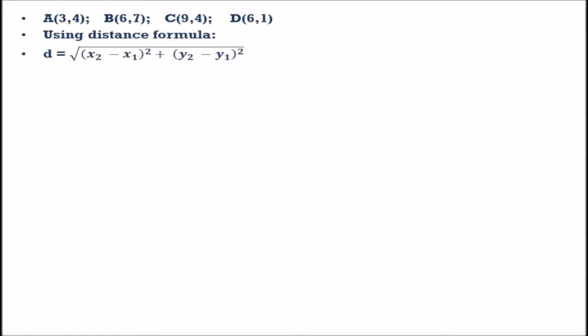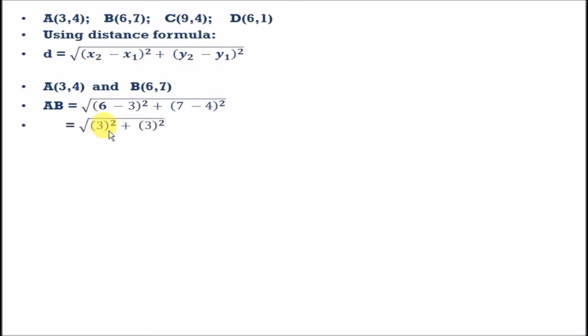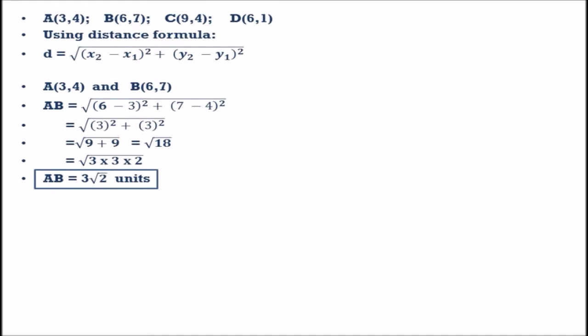So let's start with A and B, (3, 4) and (6, 7). Second minus first, so B's coordinate will subtract A. AB equals root over (6 minus 3) whole square plus (7 minus 4) whole square. So 6 minus 3 will give us 3, that is 3 square, plus 7 minus 4 will also give us 3 square. 3 3s are 9, 3 3s are 9. So root over 18, 9 plus 9 will give us root over 18. 18 can be expressed as 3 3s are 9, 9 2s are 18. Since 3 is in a pair, we can take that out. So the distance of AB will be 3 root 2 units.